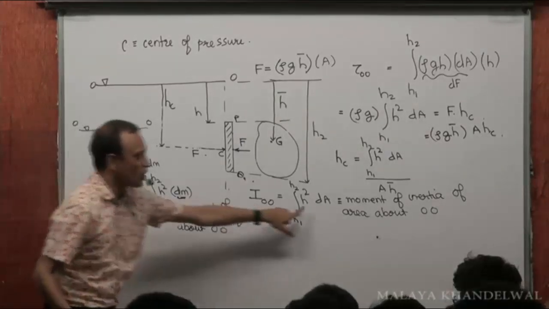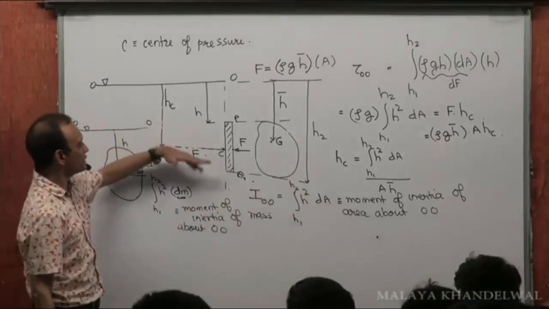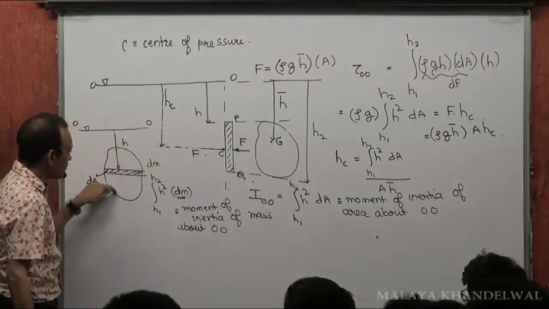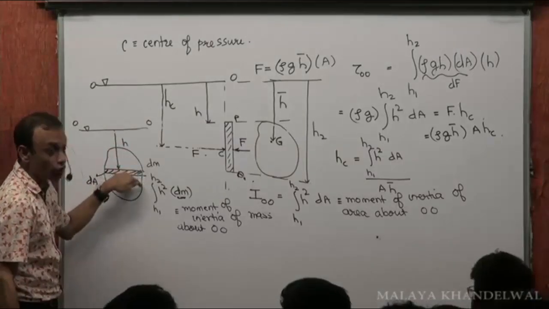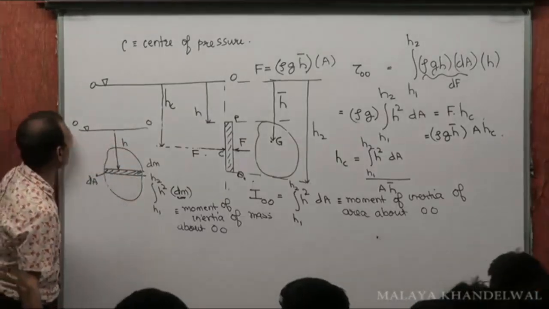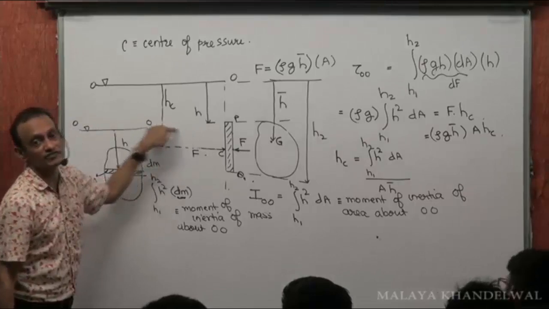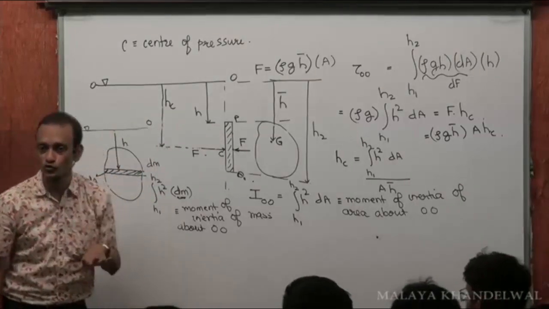So in this case, this computation gives me what? Moment of inertia of the submerged surface, moment of inertia of area of the submerged surface about the free surface OO. This is what I get.